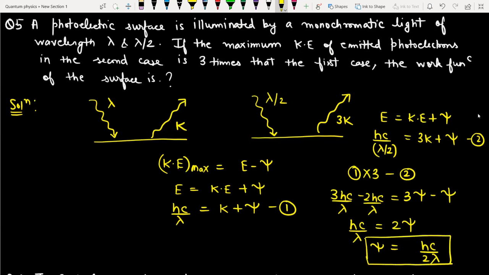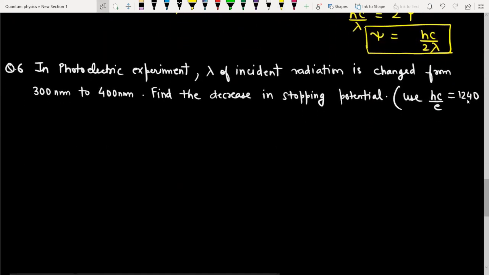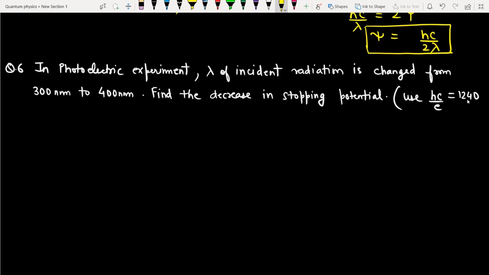Okay, now let's move on to the next problem. In a photoelectric experiment, lambda of incident radiation is changed from 300 nanometers to 400 nanometers. Find the decrease in the stopping potential.